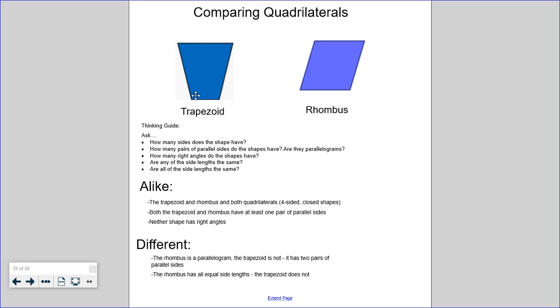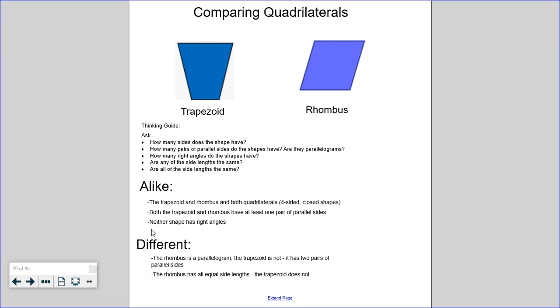Okay, so now let's look at these two. How many sides does the shape have? Well, they both have four sides. So the trapezoid and rhombus are both quadrilaterals. That's a typo, it should say are, which means they're four-sided closed shapes. Let's see, both the trapezoid and the rhombus have at least one pair of parallel sides. The trapezoid has a pair right here, and the rhombus actually has two pairs, so they both have at least one pair. Neither of the shapes has any right angles.